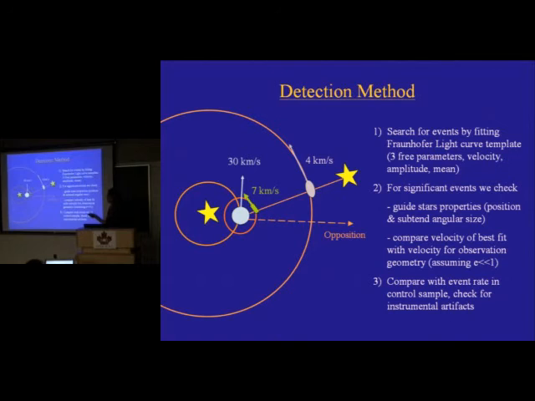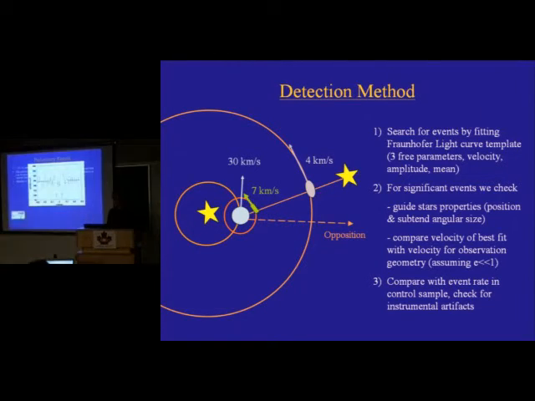But if the velocities mismatched by 4 kilometers per second, we would know, and we would not claim a detection for something in the Kuiper belt, because the difference is large enough that it would not be a satisfying fit.